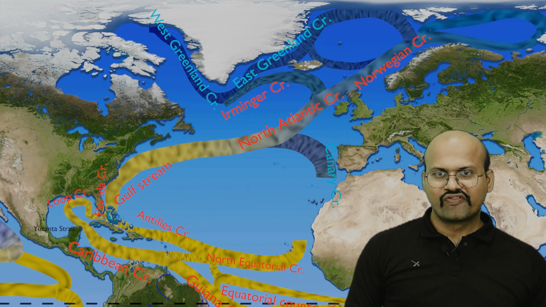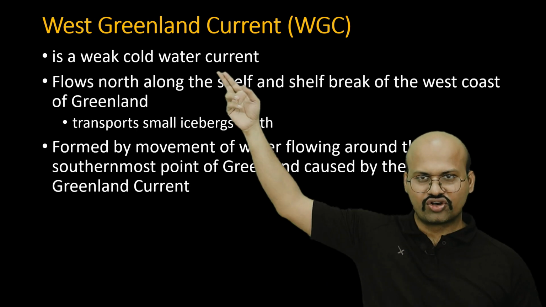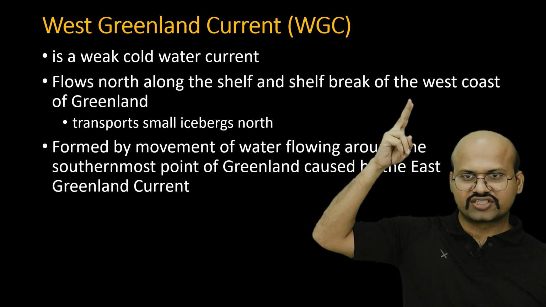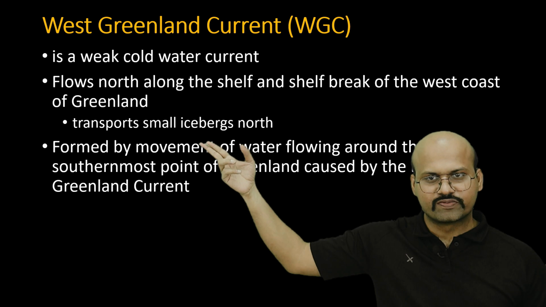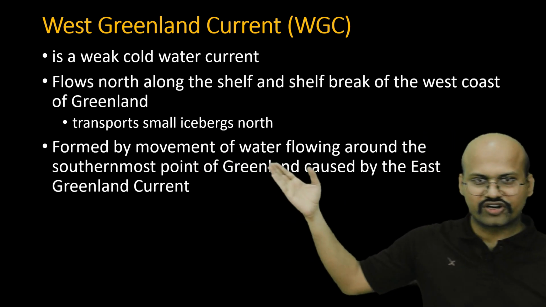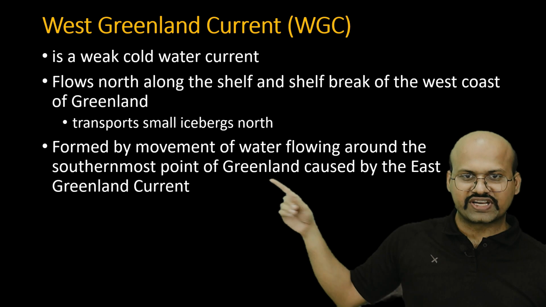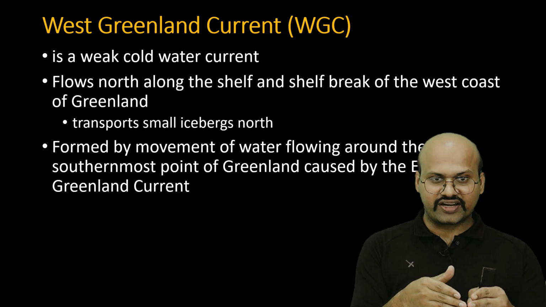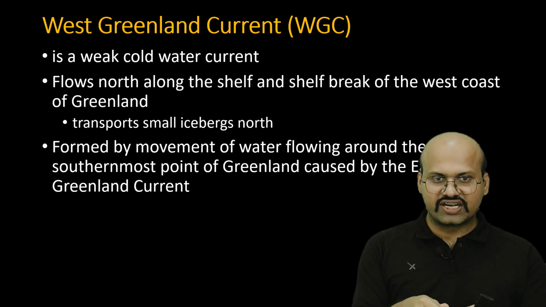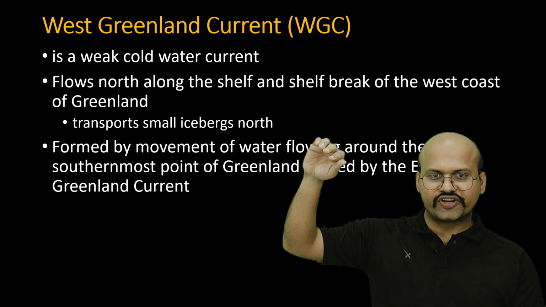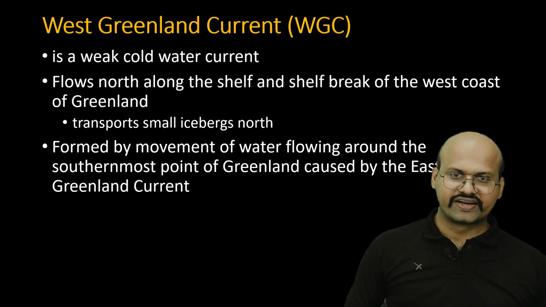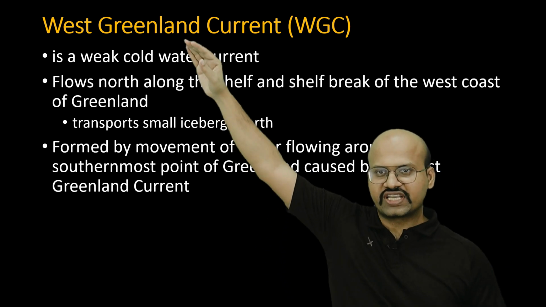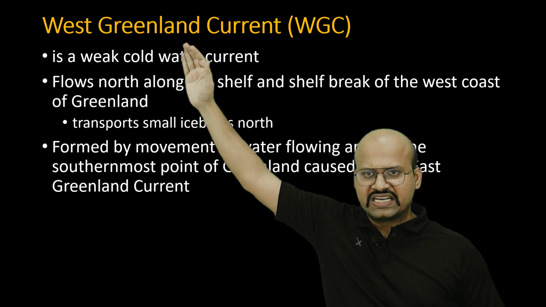Here is the summary of West Greenland current. It's a weak cold water current and it flows north along the shelf and shelf break of the western coast of Greenland, transporting small icebergs north, and it is formed by the movement of flowing around the southmost point of Greenland caused by East Greenland current. So basically what we saw, that the East Greenland current which reaches the southern point of Greenland turns back, and a part of it flows along the western margin of Greenland, and that is what we call West Greenland current. Now the water which was taken north by this West Greenland current, it turns back.